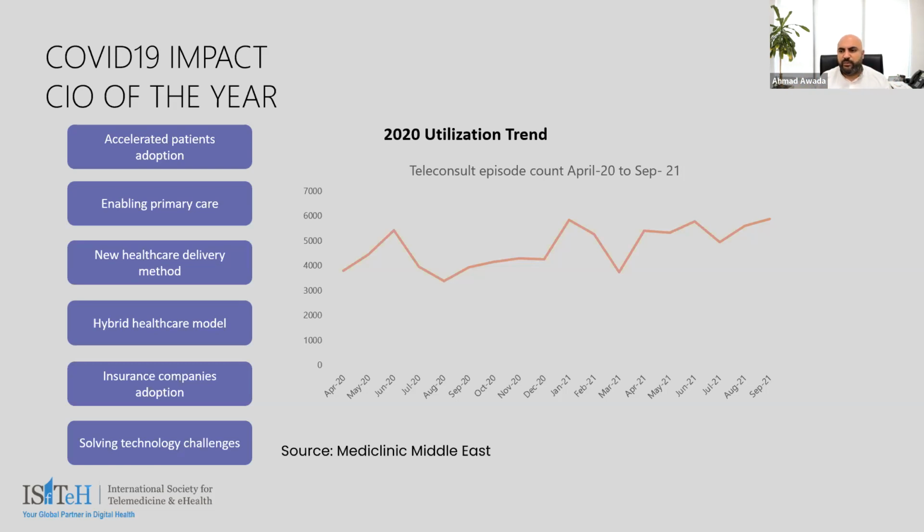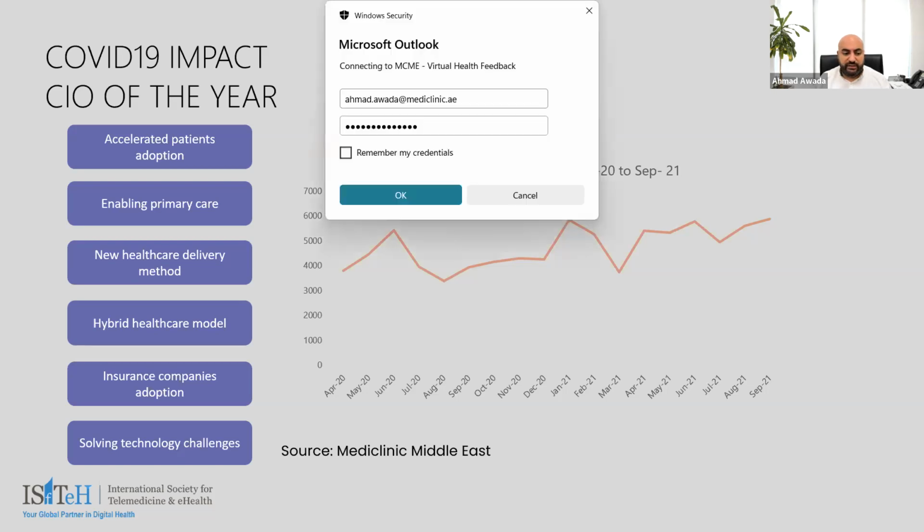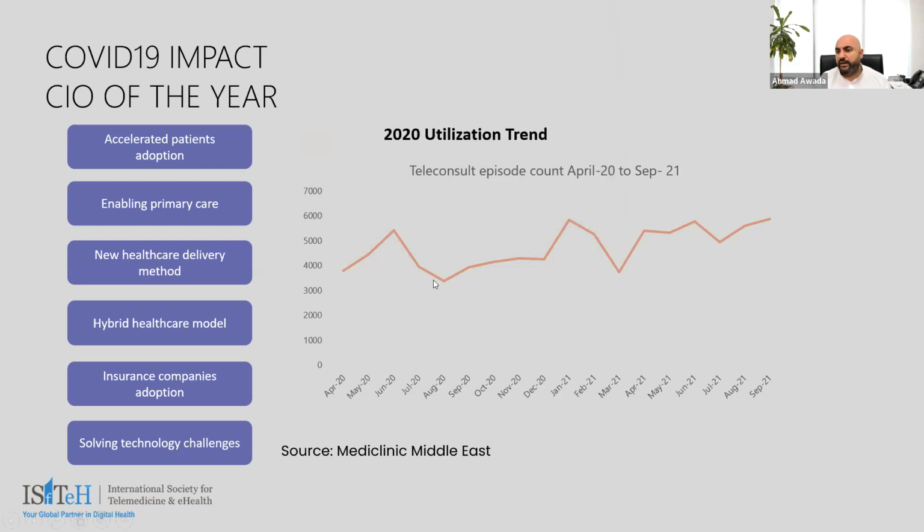Now, the most important thing when it comes to getting paid is the insurance companies or the funders. I think before COVID, it was provided to some networks, but not all the insurance networks. And this was seen as a value-added service, not as a real solution for the patient's needs. So what we saw in the COVID period was accelerated insurance company adoption, where they immediately started having tariffs for these services. And actually, it solved many technology challenges that we had.